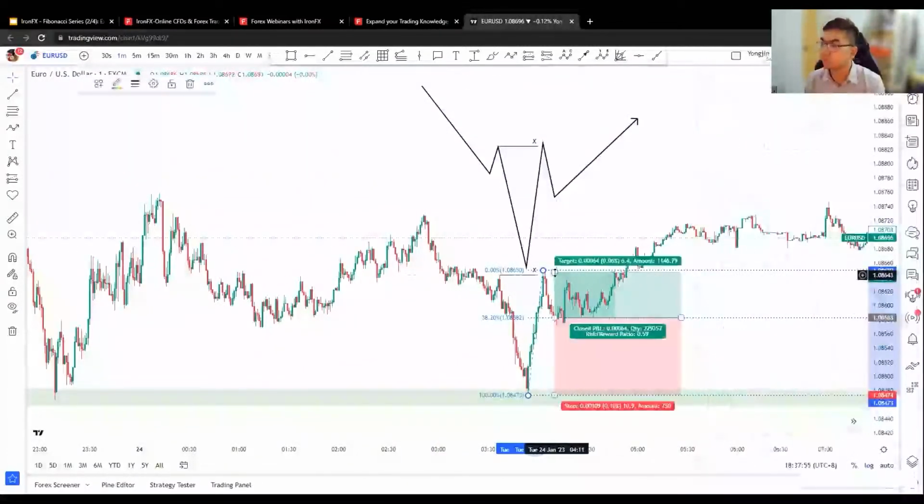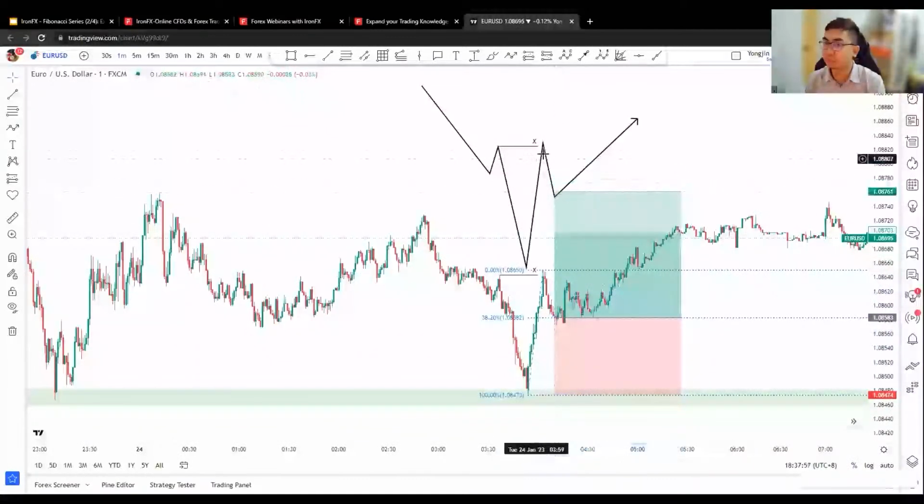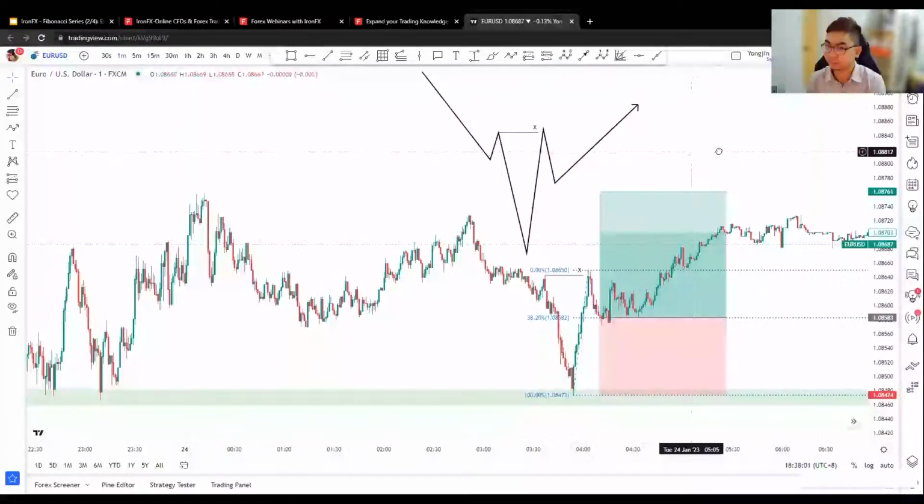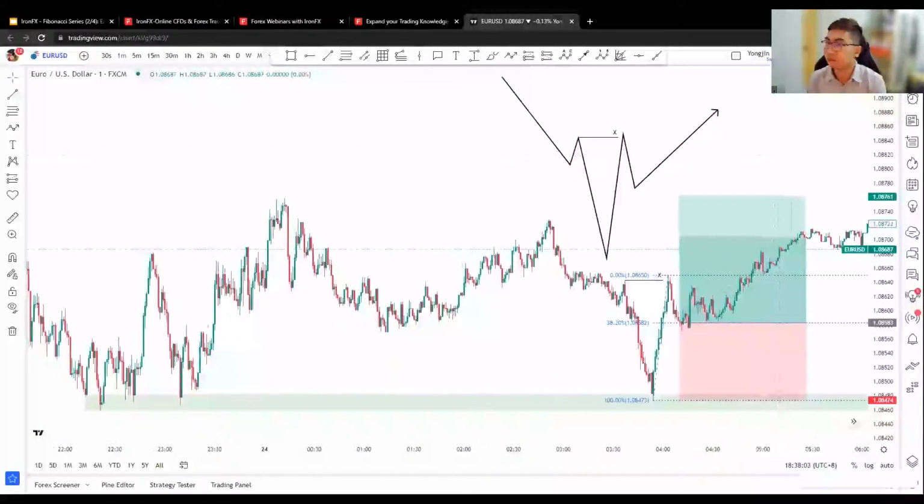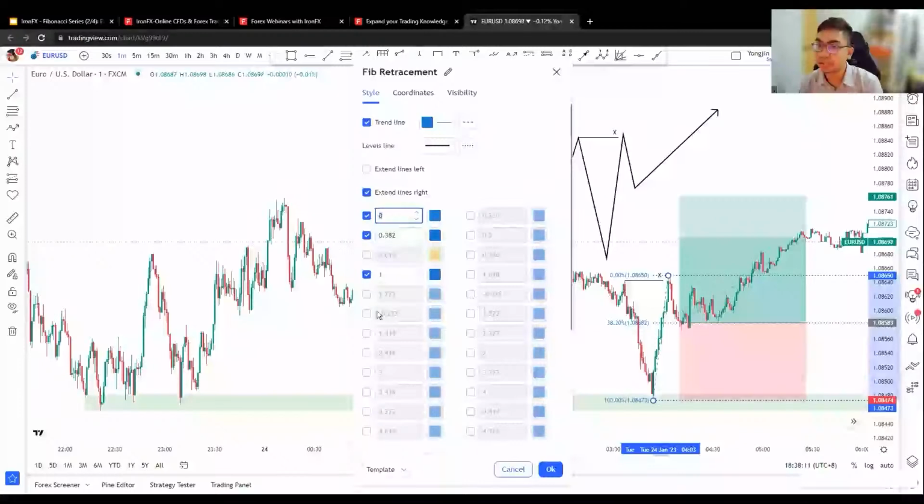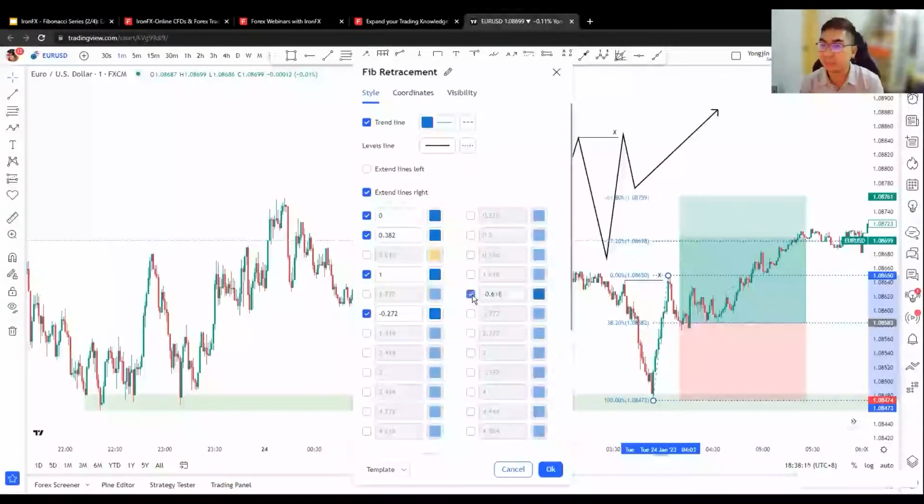okay, let me just screenshot first before we continue. This another setup. Okay, I'll screenshot this down, send it to chat first. Okay, I'll show you guys how to use the expansion. So it's the negative 27.2% and the negative 61.8%.